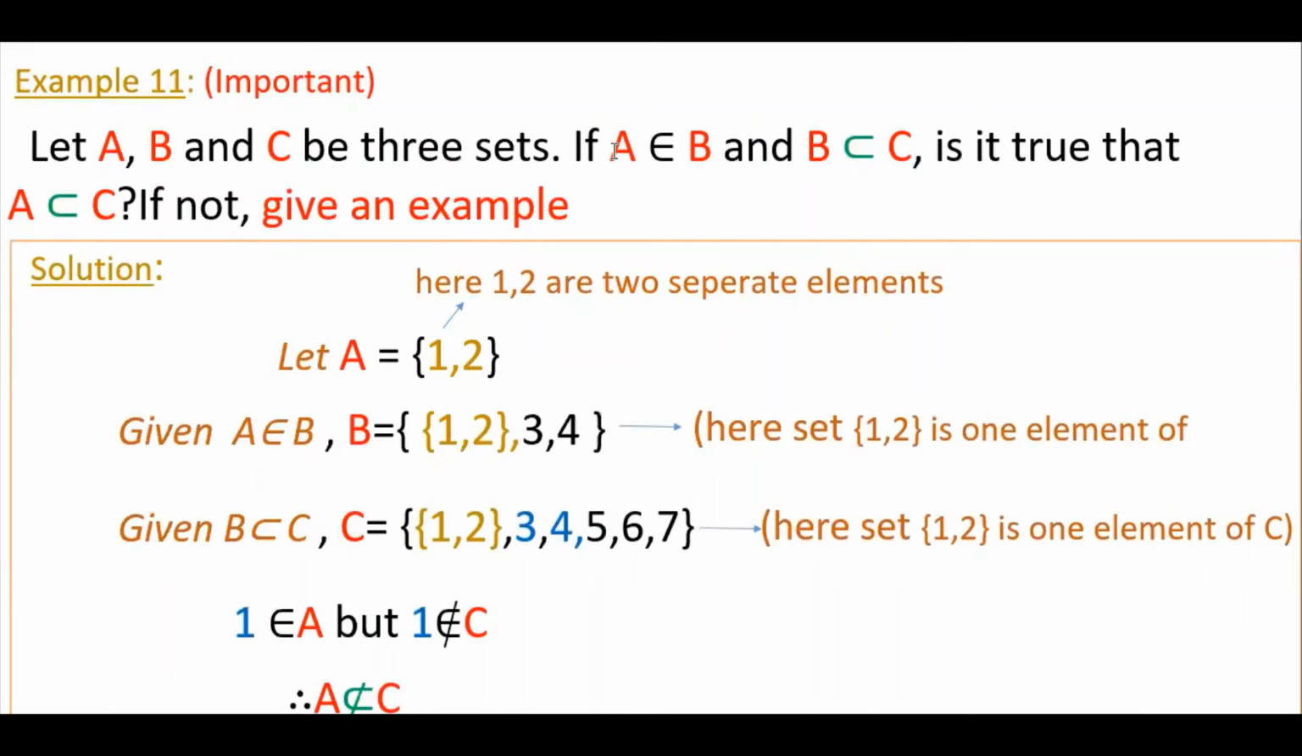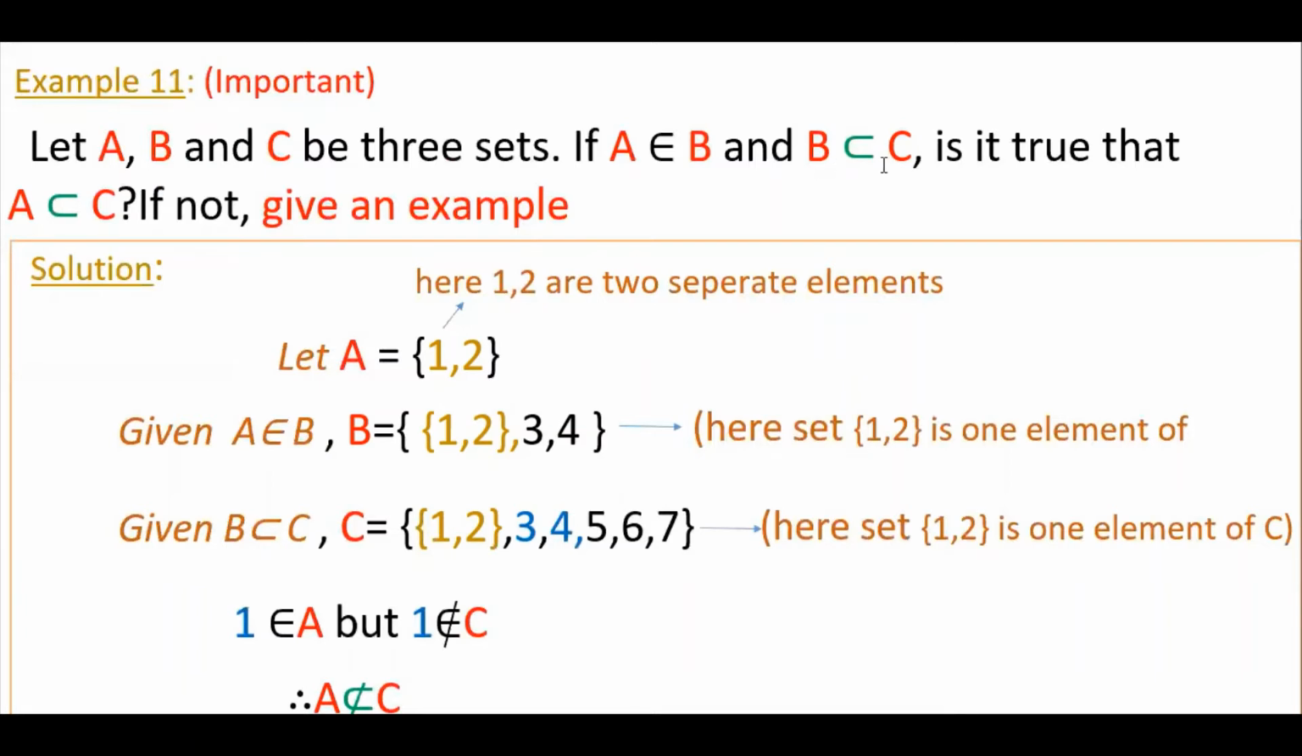Okay. Then here A belongs to B. So you have to assume B set. In that set, A belongs to B. That means A set is an element of B. That is {1, 2}. This is A set. {1, 2} is A set. So this is an element of B. So write like this, {1, 2} in braces, comma, 3, comma, 4. You can assume any values here. But A should be here as an element. So B is equal to {A, 3, 4}.